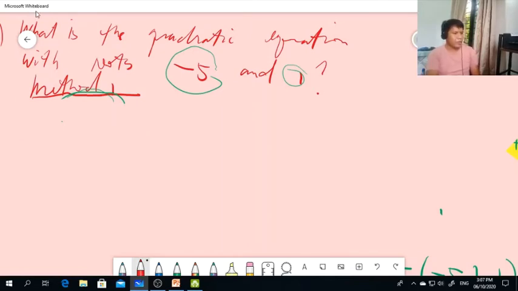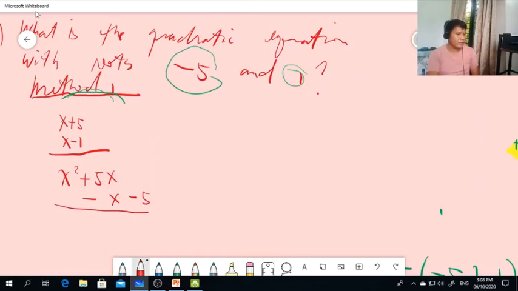The usual thing that we are doing is, of course, we form the factors out of the given roots. So we have here x plus 5 and x minus 1. Then we multiply. You have here x squared plus 5x, and you have negative x, and negative 1 times 5 is negative 5. Then you add. So x squared plus 4x minus 5.